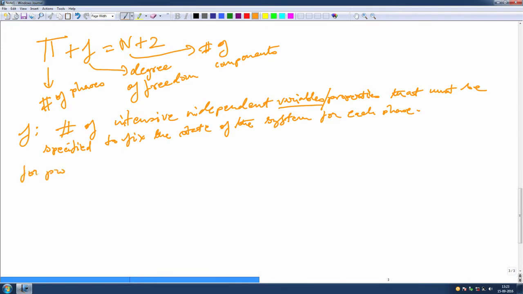For pure substance, that means single component, it can be of course of two phases also. For single pure substance, n is basically equal to 1 because the number of component is equal to 1. For single phase, this is equal to 1 because the number of phases is equal to 1. Okay.